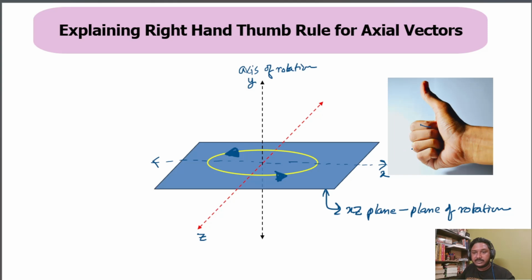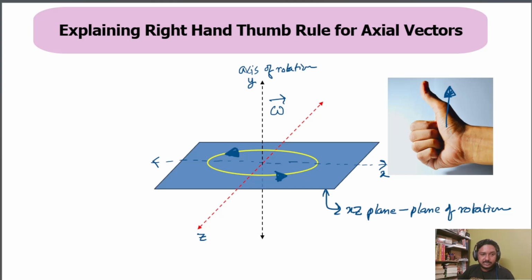If you curl your four fingers in the direction of rotation, the thumb will be pointing upwards. So that will give you the direction of the angular velocity omega. So if a particle rotates anti-clockwise as seen from the top, the angular velocity will be in the upward direction, just by using the right hand thumb rule. As you can see here, the four fingers are bent in the direction of the movement of the object, and the thumb will be pointing upwards.